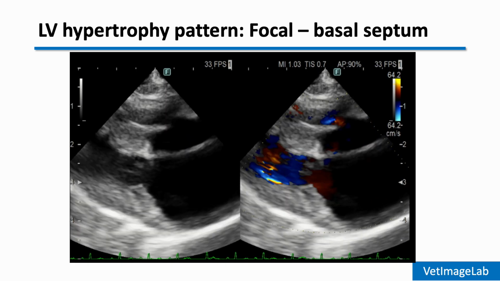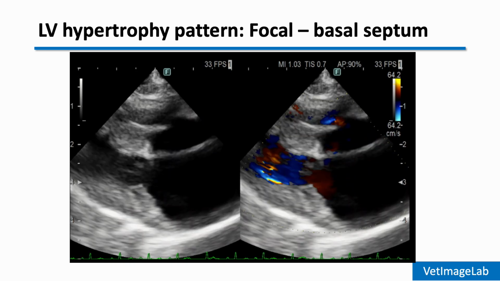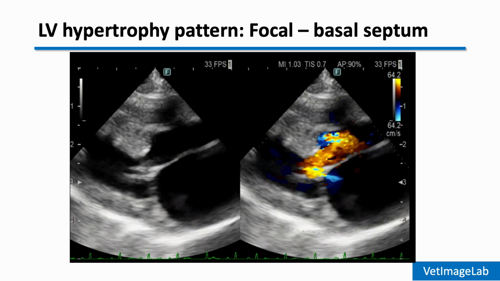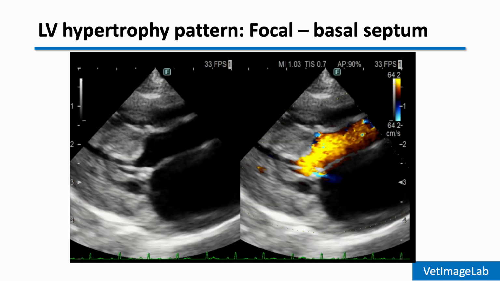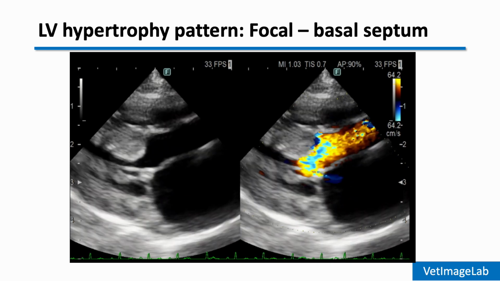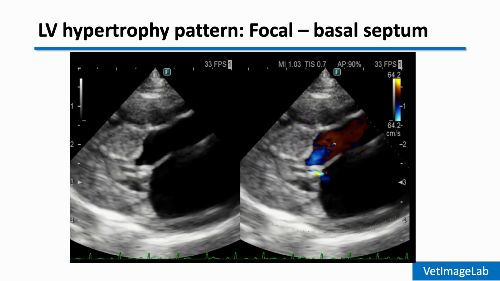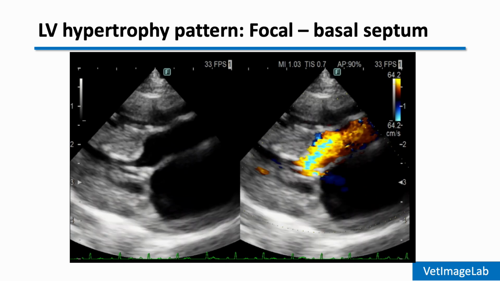This is another case. Here you can see focal hypertrophy located at the basal portion of the interventricular septum. On the color Doppler image, there's turbulent flow detected within the left ventricular outflow tract, caused by narrowing due to the thickened basal septum. This is actually the most common form of focal hypertrophic pattern seen in cats. It often leads to dynamic obstruction of the outflow tract, especially during systole.